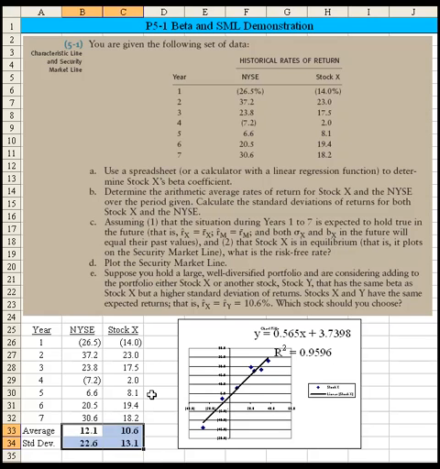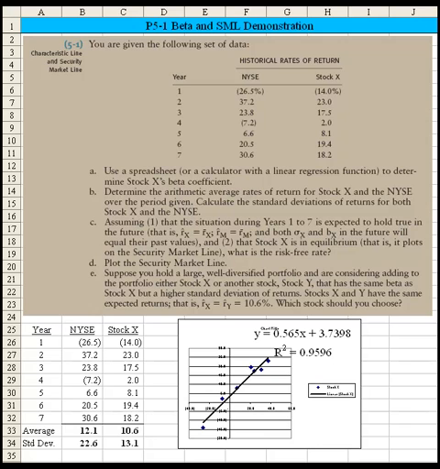Those are the solutions that we need to determine the average rate of return for the market as a whole, for stock X, and what the standard deviation, which is a measure of the riskiness of stock X in the New York Stock Exchange. That takes care of the requirement of Part B.